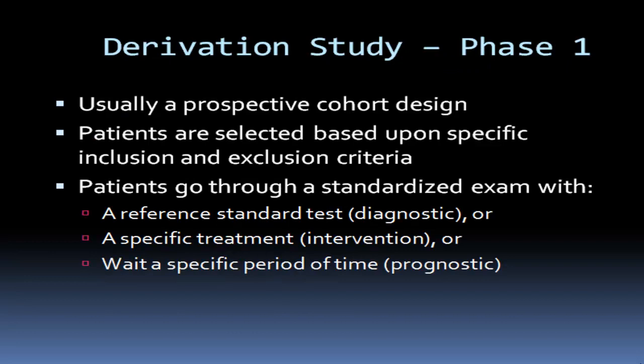How would you decide which factors are worth paying attention to, the most reliable indicators? Well, it's best to start with a prospective cohort design. This is a study that follows patients or subjects forward in time. Patients go through a standardized exam with a reference standard test if it's diagnostic, or a specific treatment if it's interventional, or wait a specific period of time if it's prognostic.